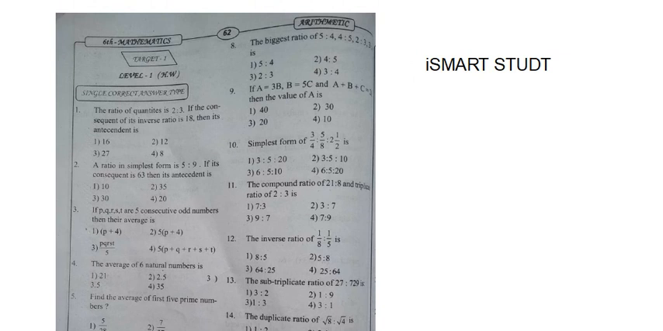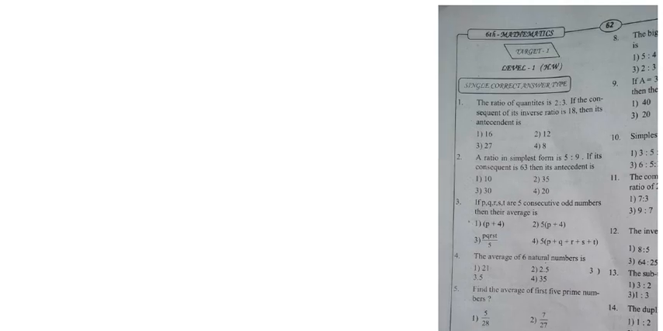Now see the first question, guys. Question number 1: The ratio of quantities is 2 is to 3. If the consequent of its inverse ratio is 18, then its antecedent is dash. Before that, can anyone tell the answer? For example, here if I write like this, just wait guys, I'll write this side.